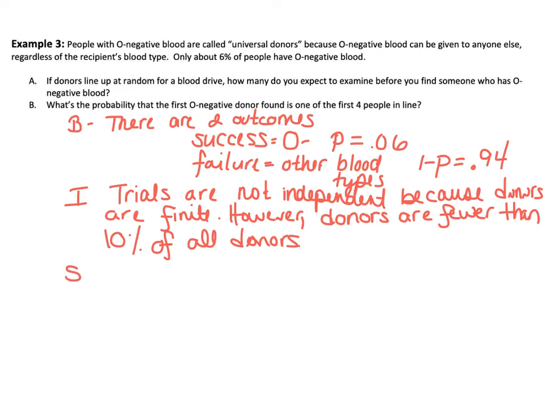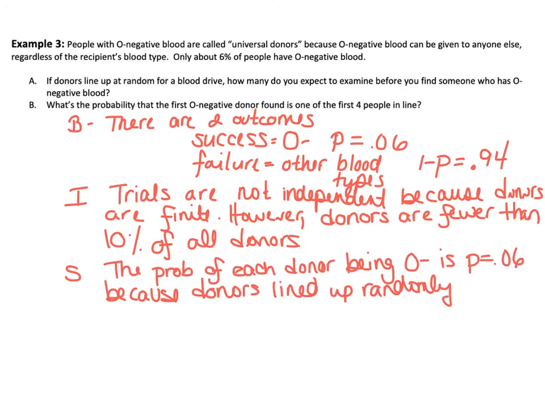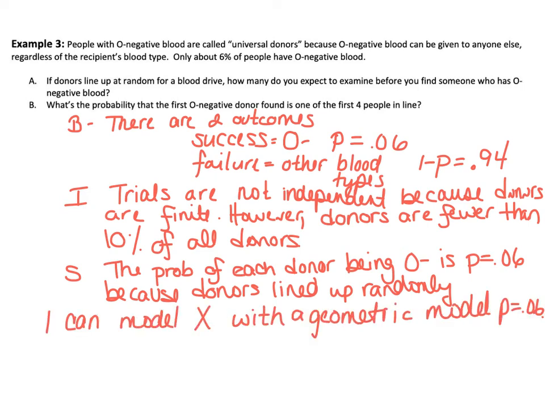And then we're looking at same success. In other words, is our probability constant? Say that the probability of each donor being O negative is P equals 0.06 because the donors lined up randomly. So you're not worrying about families standing together, where genetics changes your probability, would be another way of saying that. Okay, so let's say that I can model it with a geometric model because these conditions have been met. So I can model capital X with a geometric model, P equals 0.06.